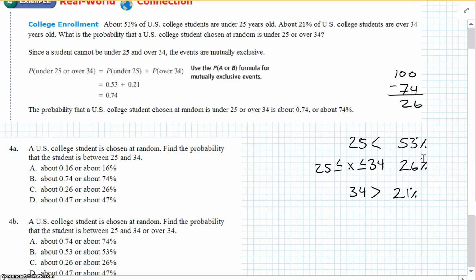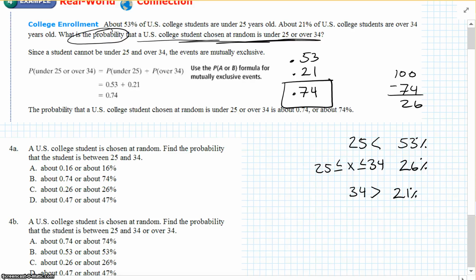Okay. What's the probability that a U.S. college student chosen at random is under 25 or over 34? Well, the probability of under 25 is 0.53, and the probability of over 34 is 0.21. So you add those together, 0.53 plus 0.21, you get 0.74. So my answer is 74%.